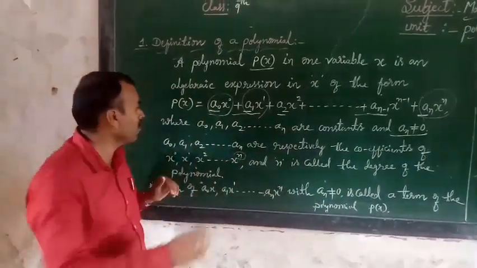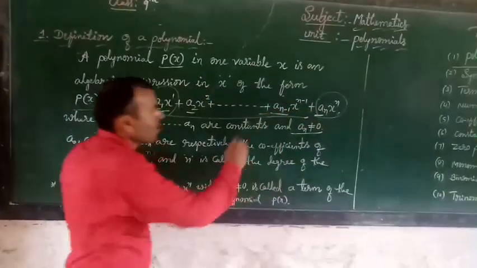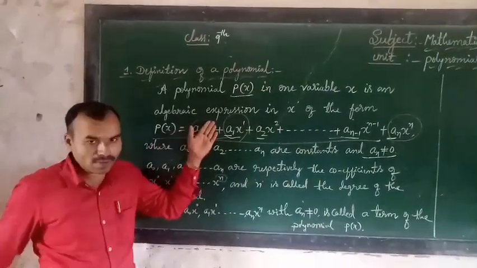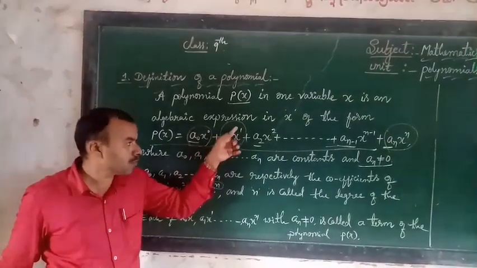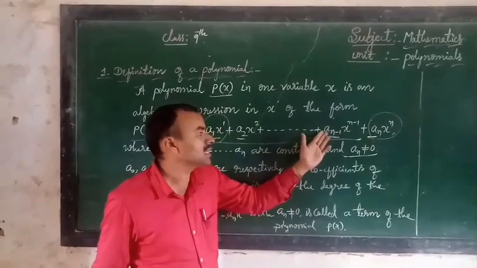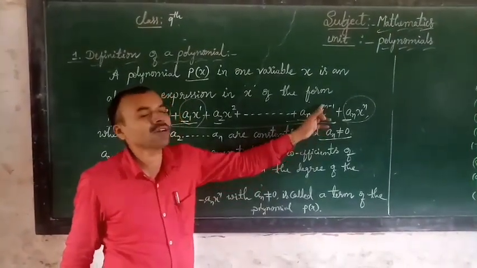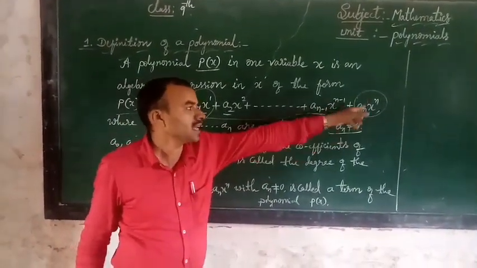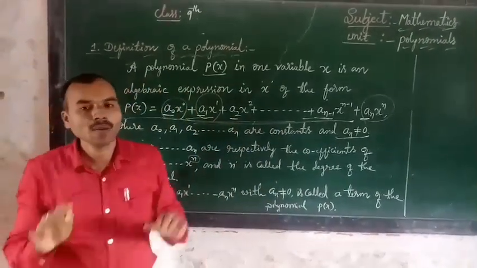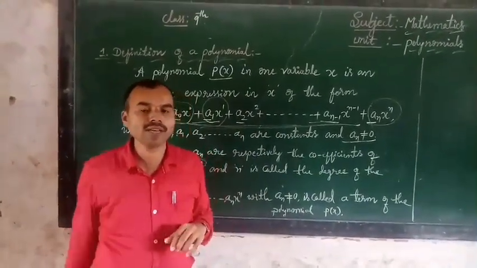We should remember the general form of the polynomial, that is p of x equals a naught x to the power of 0 plus a1 x to the power of 1 plus a2 x square plus up to plus a n minus 1 x to the power of n minus 1 plus a n x to the power of n. This is the general form of the polynomial with variable x, p of x.